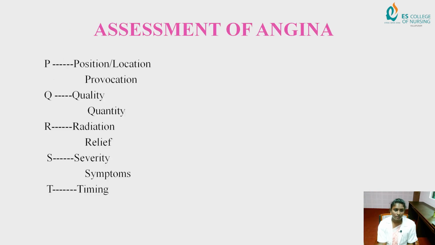Next, we will move on to the assessment of angina. For angina assessment, we have to keep one mnemonic in mind, PQRST. P indicates position, location and provocation of the pain. Q means quality and quantity of the pain. R is the radiation and relief of the pain, where the pain is spreading. S is severity, how much severe the pain is, and symptoms also. T indicates timing, how long the patient experiences the pain.